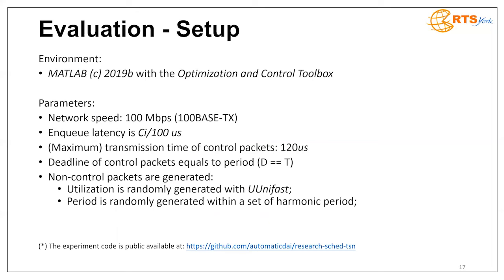As for the evaluation, we use MATLAB 2019B with the optimization and control toolbox. We have the following parameters set, in which the network speed is 100 megabits per second, and the in-queue latency is the transmission time divided by 100 microseconds. The maximum transmission time of a control packet is set to be 120 microseconds. The deadline of control packets is equal to the period, which means D equals T.